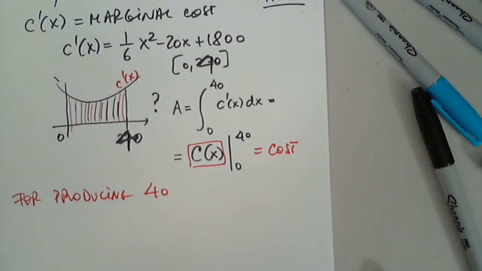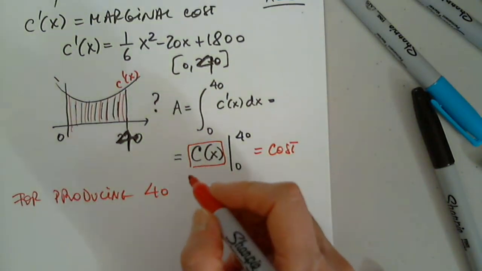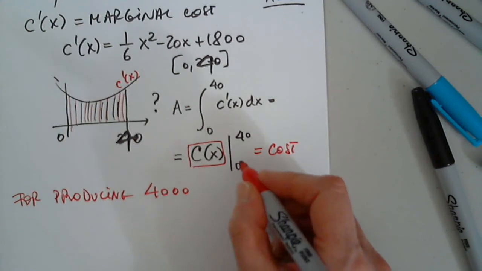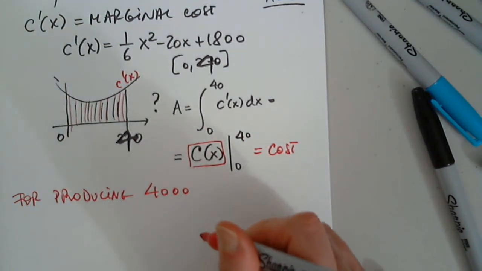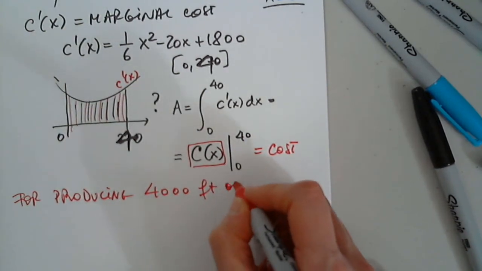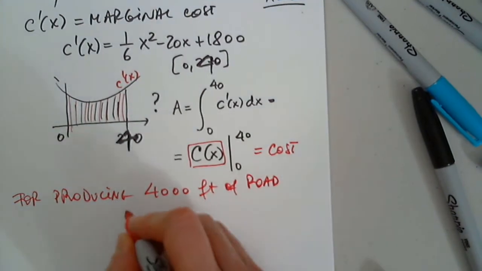40 miles, what is it, 40 miles of paving 4,000 feet of road surface. 4,000, because 40 is in hundreds. 4,000 feet of road surface.